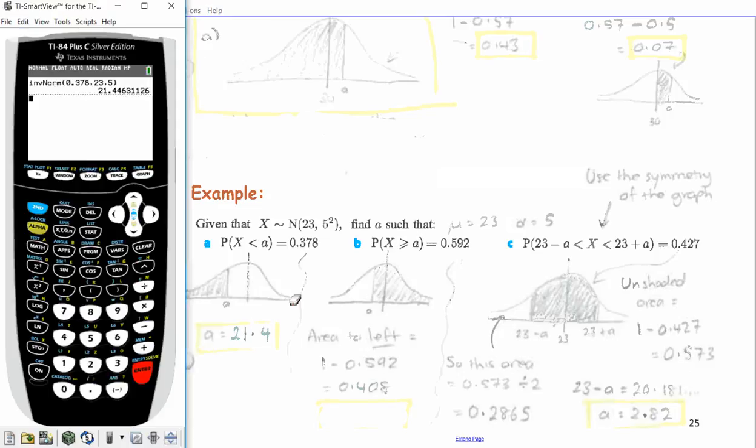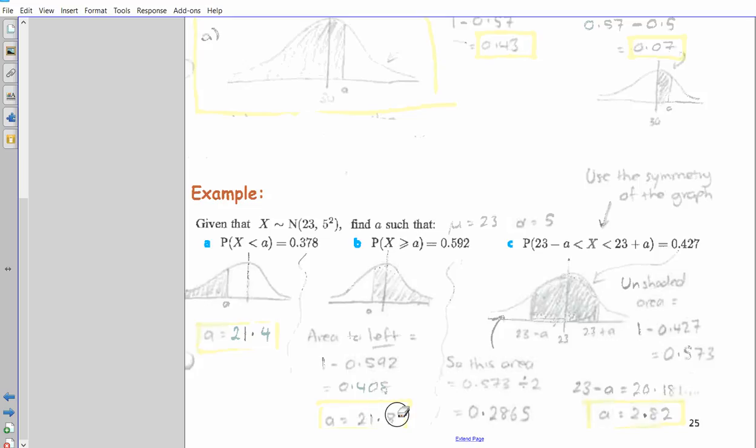So you'll do this again, but you'll go second vars, and you'll put in the area, you'll put in 0.408 instead. Try that on your calculator. You should get the upper bound as being 21.8, which makes sense because your mean is 23. So 21.8 is to the left of that. That makes sense.